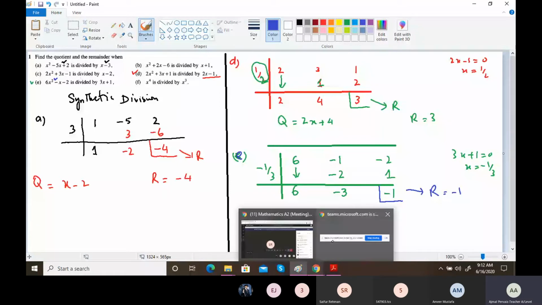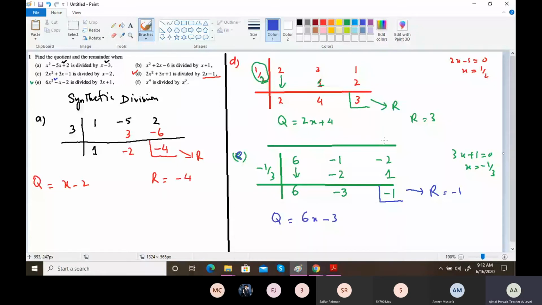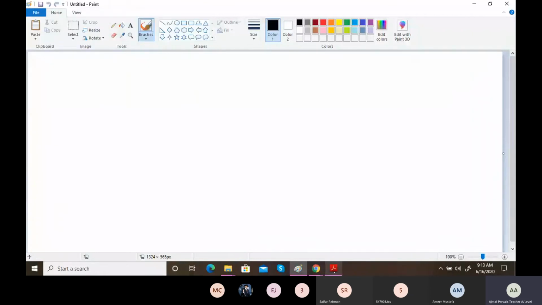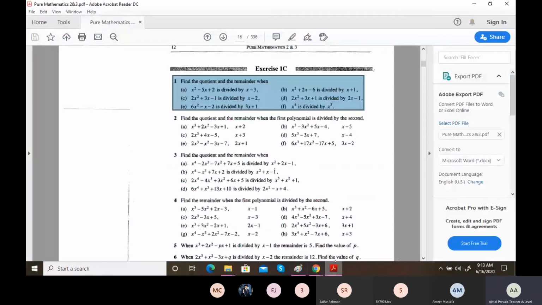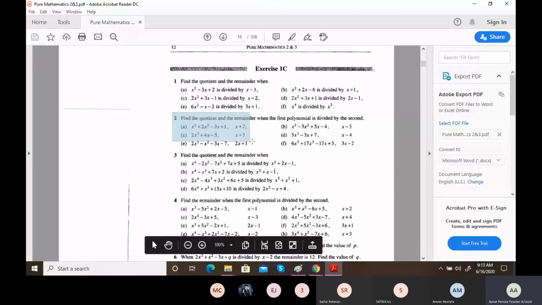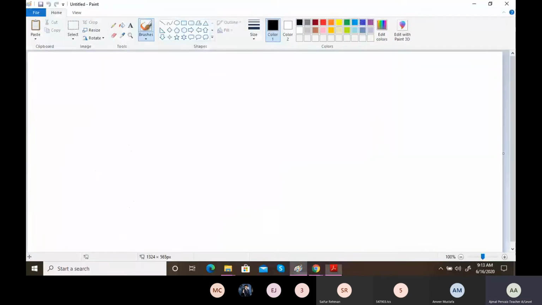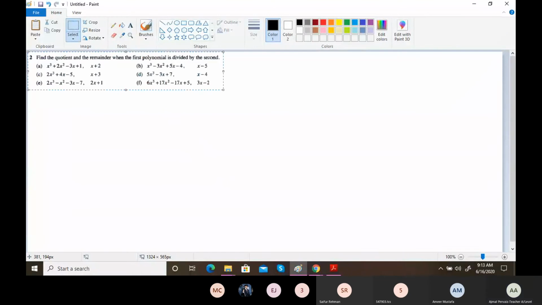Is it fine? Should I go for the next? Okay. Let's see. The next screen says it's going to be a different question, a cubic one. Like here you see in question number 2, find the quotient and the remainder when the first polynomial is divided by the second one. Now here you see, let's take any one of them. Let's take C.